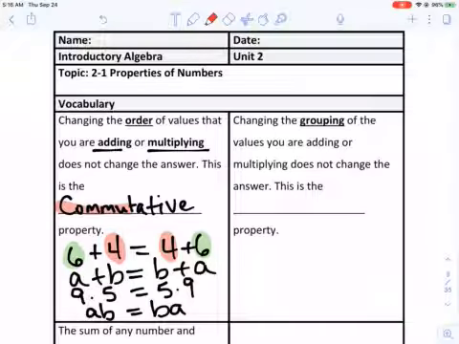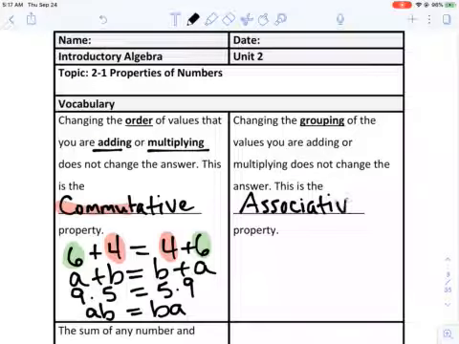Now another important one is our grouping property. And this says changing the grouping of the values you add or multiply does not change the answer. This is called the associative property. And the way I remember this is the people you associate are the people in your group. So let's look at some examples.